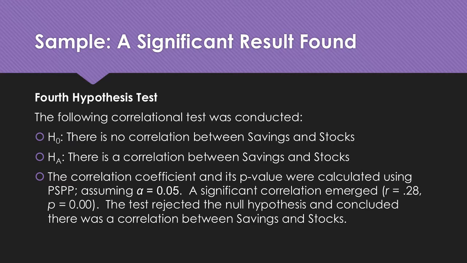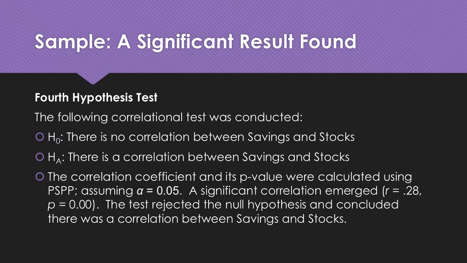The fourth hypothesis test was to find a correlation between savings and stocks. The null hypothesis states that there is no correlation between savings and stocks. The alternate hypothesis states there is a correlation between savings and stock. Our data states that R is 0.28.